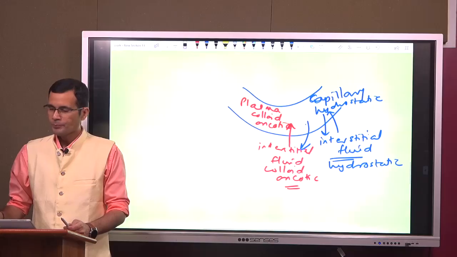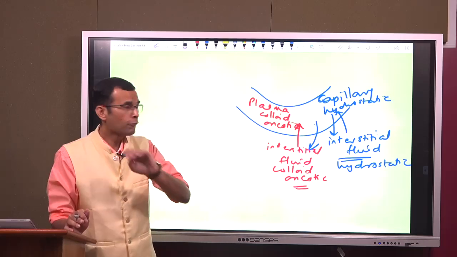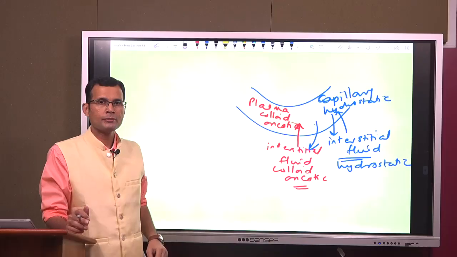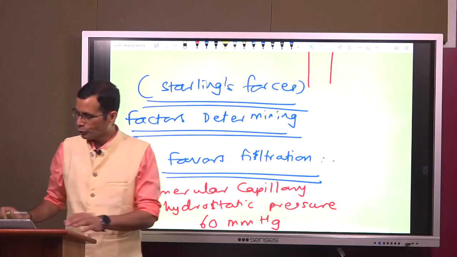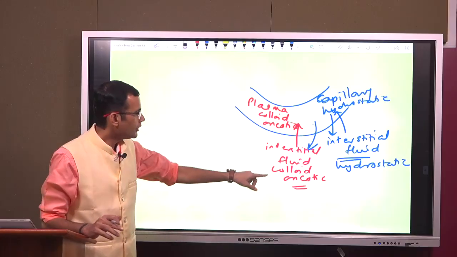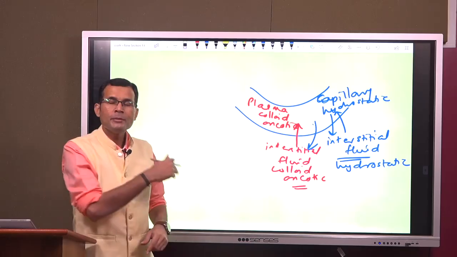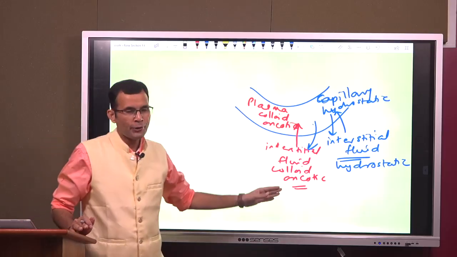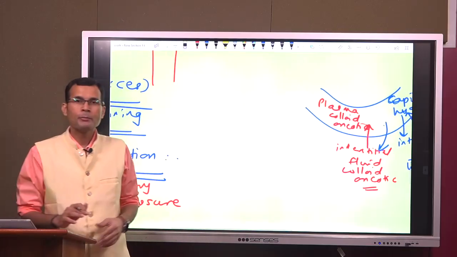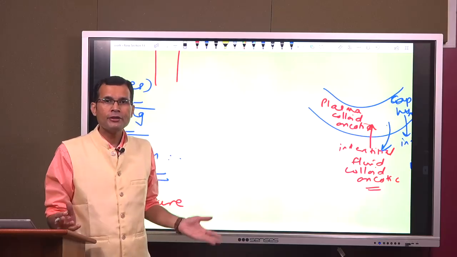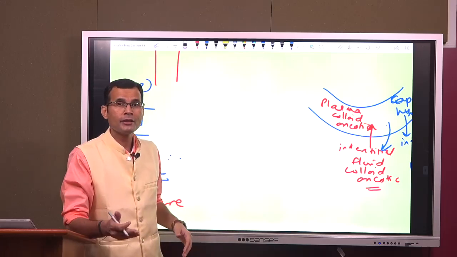By the way, you must have noted one point by now: when we discuss Starling's forces elsewhere in the body, in all other tissues, we talked about the 4 forces acting in and around the capillaries. And here there are only 3. Where is the 4th one? The interstitial fluid colloid oncotic pressure. That is missing here. There is no Bowman's capsule colloid oncotic pressure. And why is that? You got it. Yes, because proteins do not get filtered. Normally, proteins do not get filtered out of the glomerular capillaries.